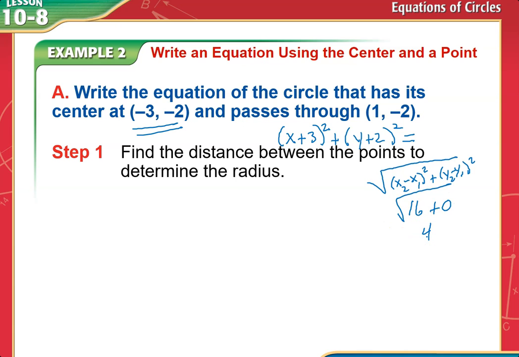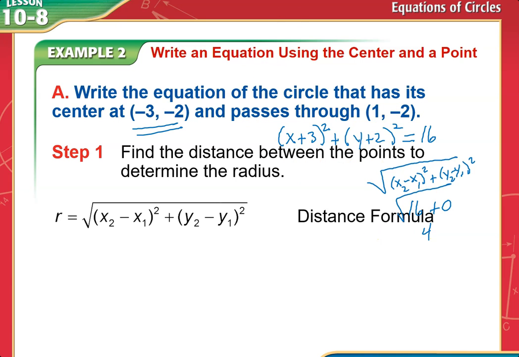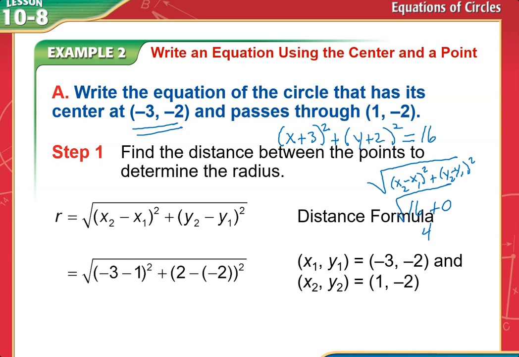So the distance is 4. So my radius is 4. So remember, we have to square that for part of the equation. So there we go. Let's put a 16 here on the end, because that's the radius squared. All right. Let's go and verify that. Okay, there's my radius of 4.